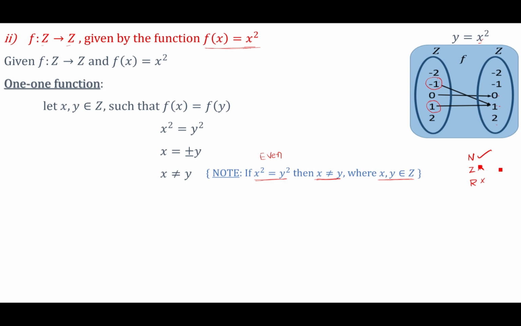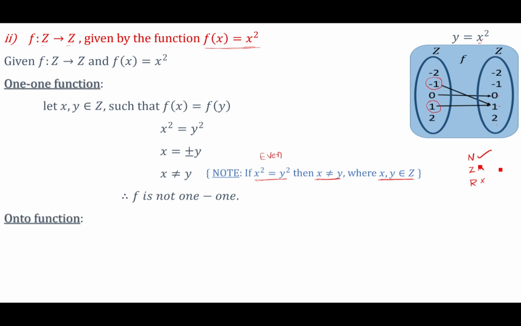So in this question, x and y belong to integers, that is why x is not equal to y. In the previous question, x and y belonged to natural numbers. So the given function is not a 1-1 function. Now we have to check for the onto function.